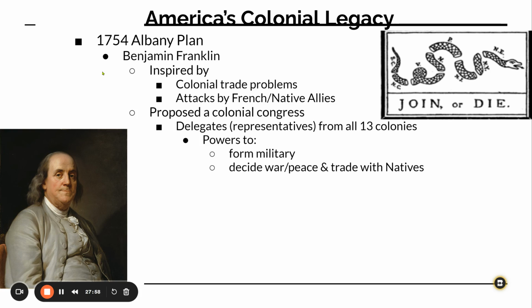This Congress was also going to claim for itself what are foreign policy powers. Okay, and colonies don't have those.